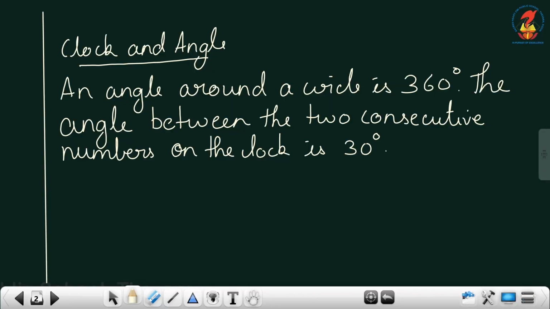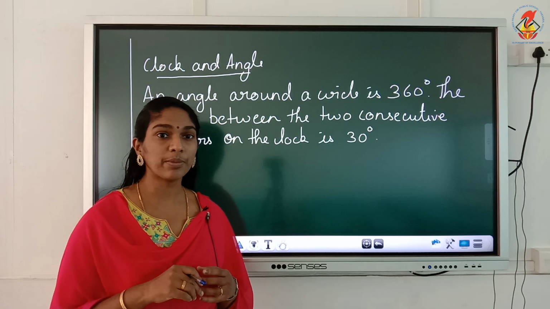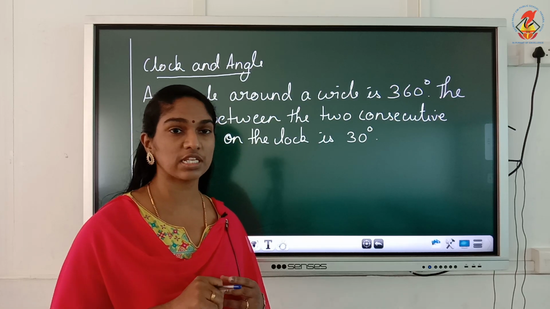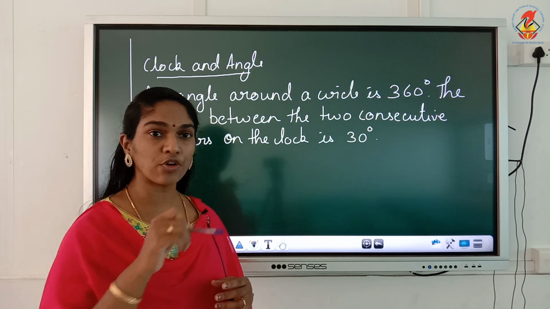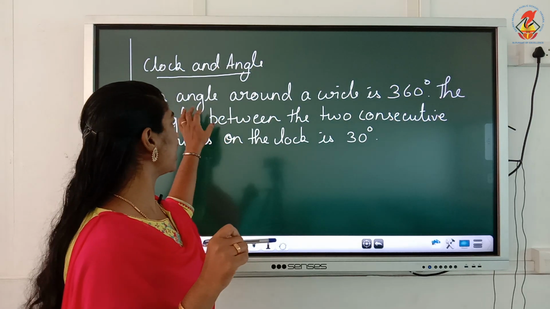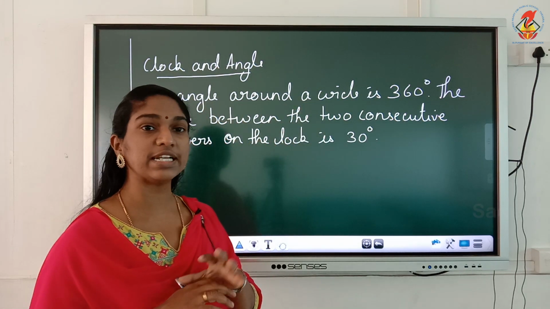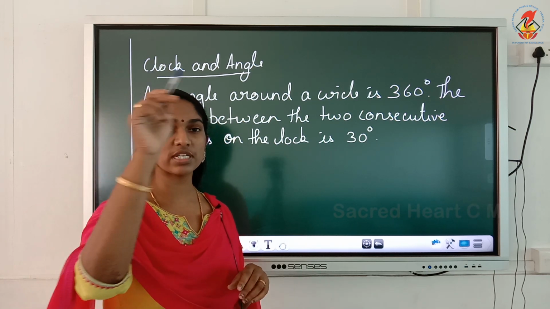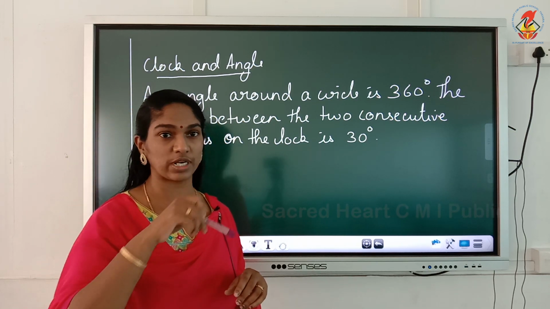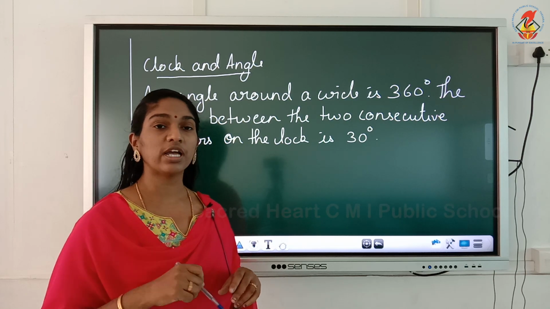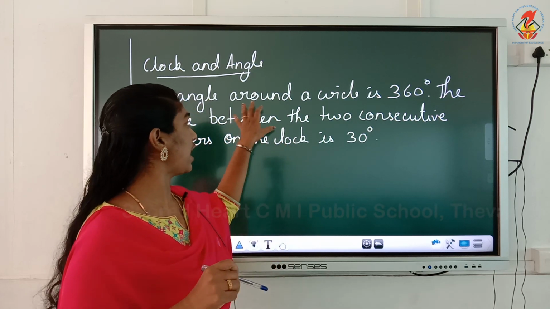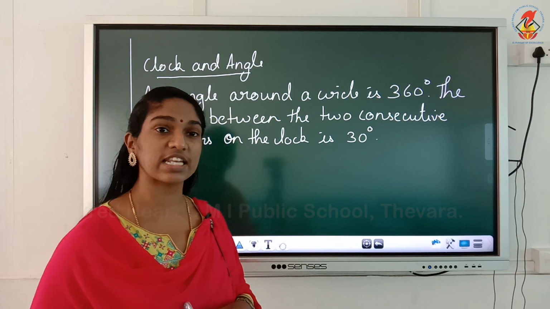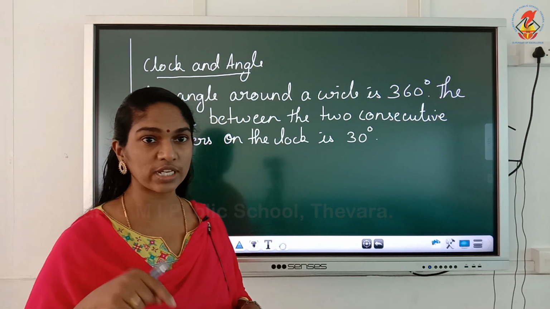Clock and angle. We've already learned an angle of 360 degree. What was that angle called, children? That angle is called a complete angle. Angle of 360 degree is called complete angle. That is in the form of a circle. So we can say an angle around a circle is 360 degree, because that's a complete one, isn't it? So it is called a complete angle. So I can say angle around a circle is 360 degree.